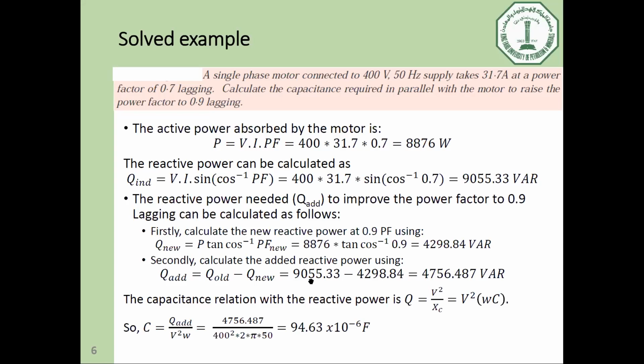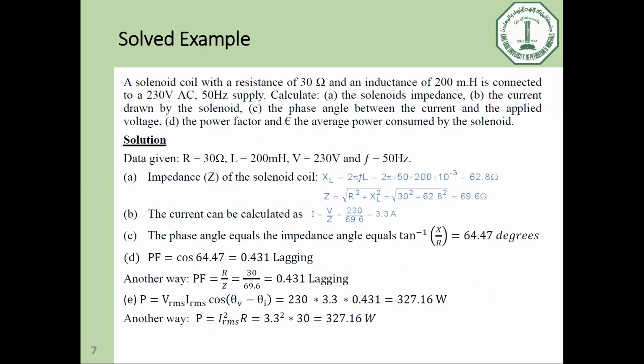So after calculating the value of Q added, which is related to the capacitor, we can simply say Q equal to V squared divided by XC, and you know XC equal to 1 divided by omega C. So simply you can substitute the values of frequency and voltage and use the value of Q in order to get the capacitor. And here the capacitor is 94 microfarads. So this is just some notes about power factor compensation.